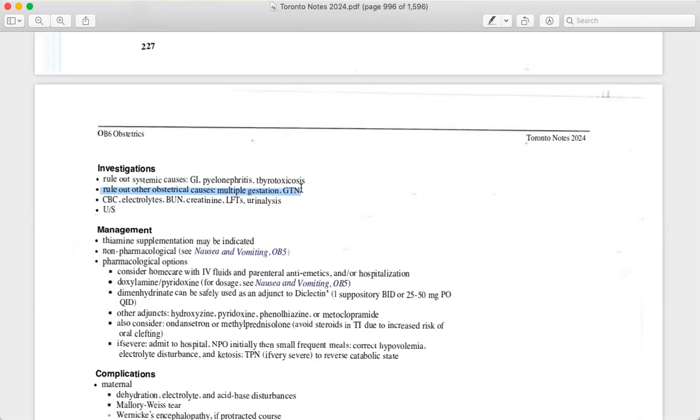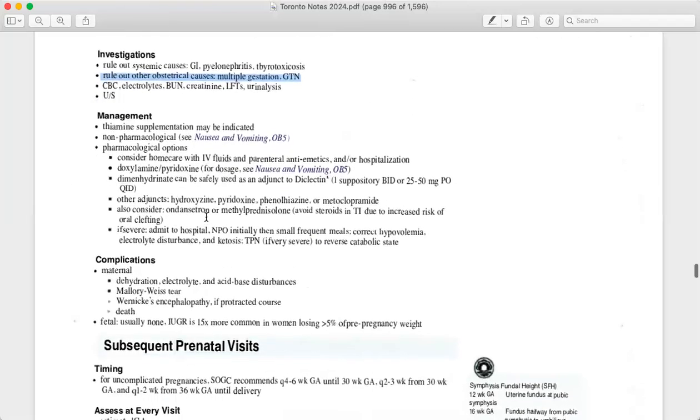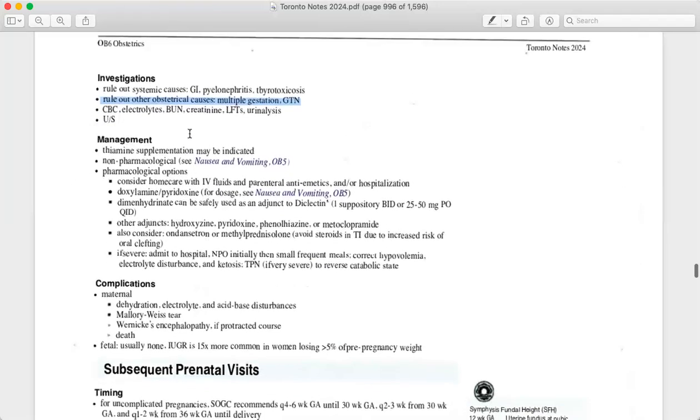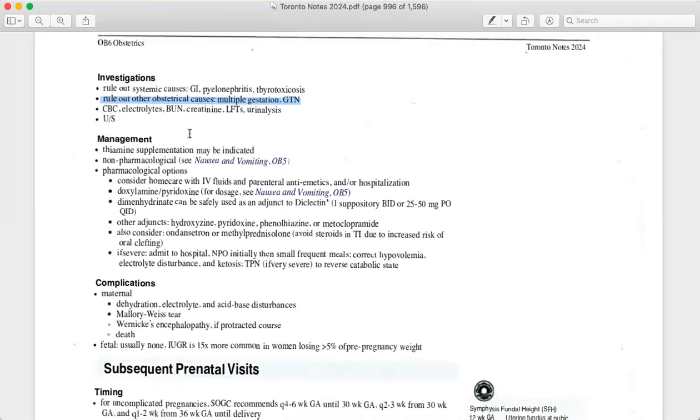First thing first, multiple gestation is one of the very common things that can lead to hyperemesis gravidarum or increased episodes of nausea and vomiting. Then GTN, and then other ones: GI causes, pyelonephritis, thyrotoxicosis, or anything else. Then CBC, electrolytes, B1, so rule out all of those things. Then start with thiamine supplementation, as we said, supplementation is more important, then non-pharmacological and then pharmacological.